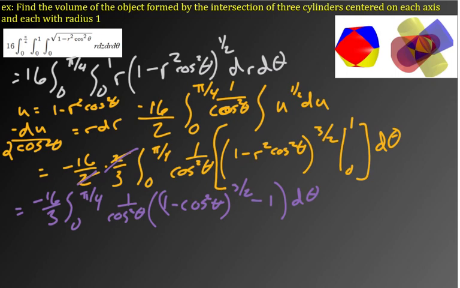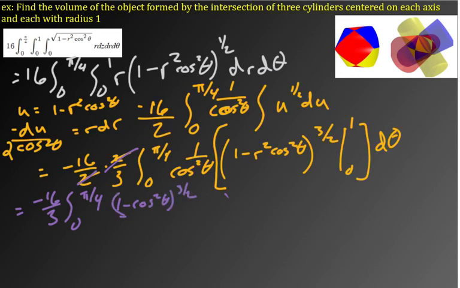Which I think, instead of having it look that way, I'm going to erase this one. And I'm actually going to erase all this. I'm going to write it, I'm going to distribute the cosine squared in. So it isn't too bad, but it's just a lot of things to keep track of.